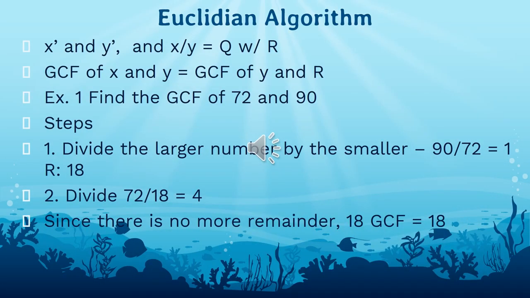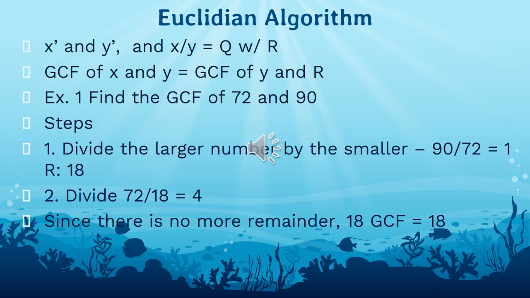Our third method is the Euclidean algorithm, and this method is very useful if we are finding the GCF of large numbers. Now this method states that if we have two numbers x and y, and x is greater than y, the quotient of x and y is an integer q with a remainder r. And this further states that the GCF of x and y is also equal to the GCF of y and r.